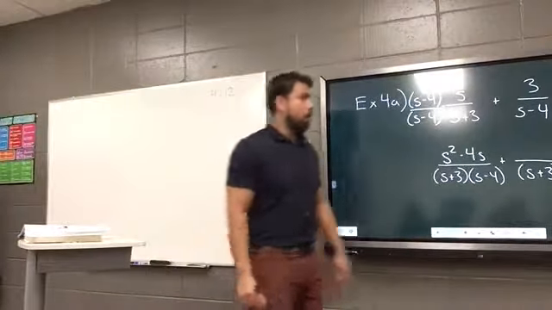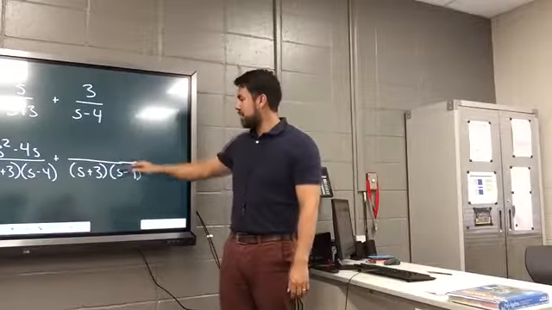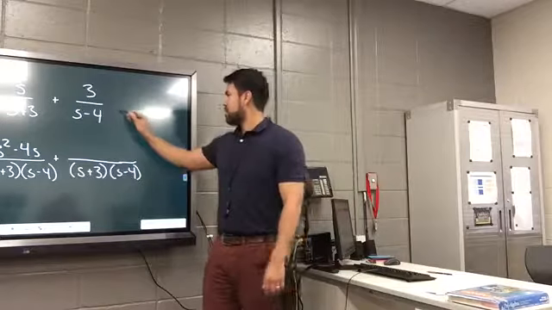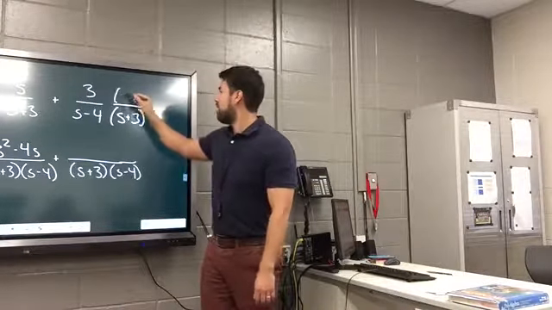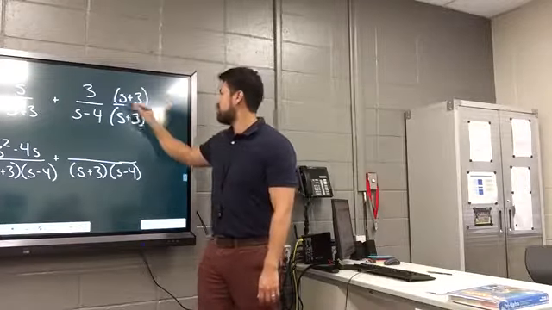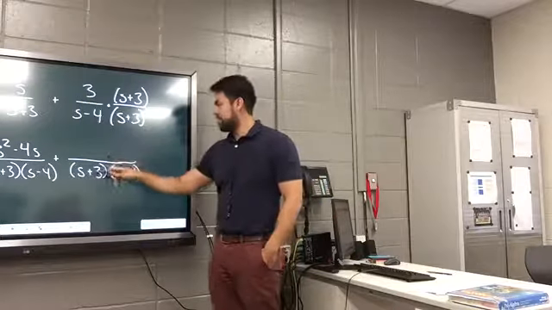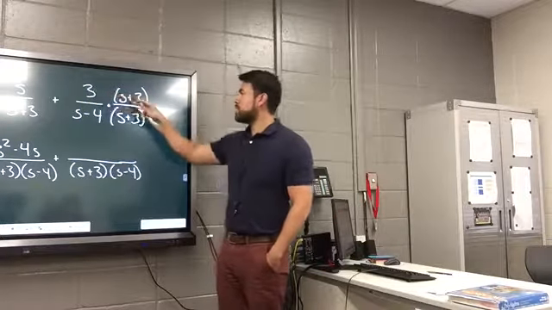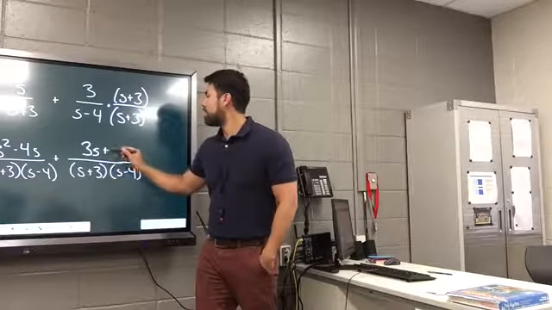Oh, right, okay. What did I multiply the second fraction by to get a denominator of this? I multiplied it by S plus 3 over S plus 3, because that's a form of 1, right? Okay, so you see I got the denominator. So it's 3 times S plus 3, 3S plus 9.